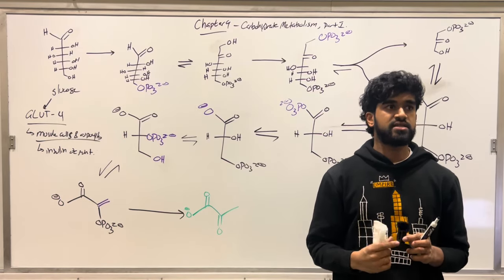Glycogenesis has a rate-limiting enzyme. And that rate-limiting enzyme is known as glycogen synthase. And glycogen synthase creates alpha 1-4 glycosidic linkages.